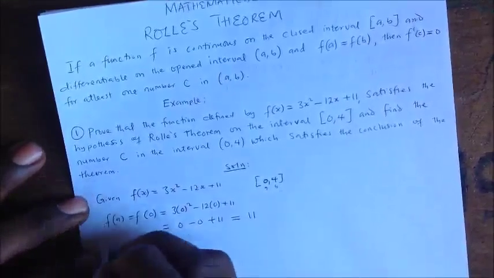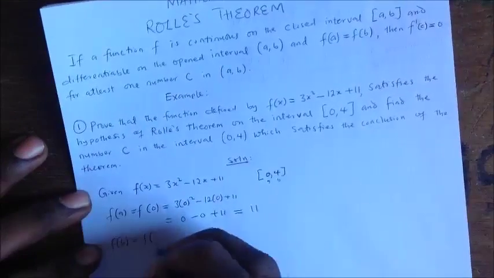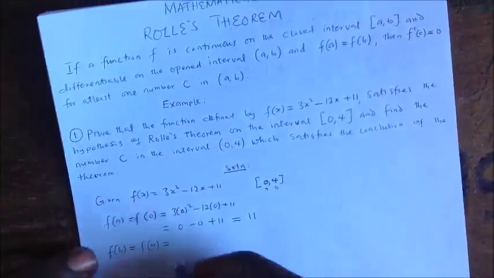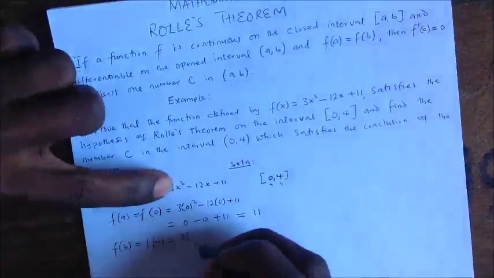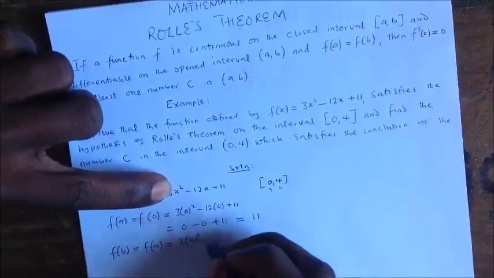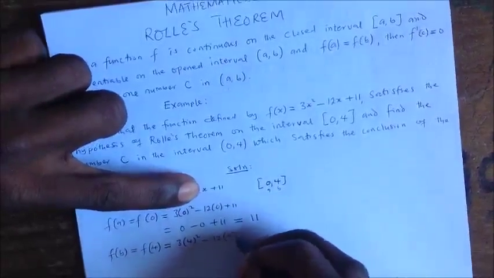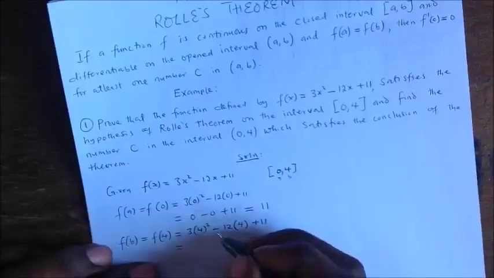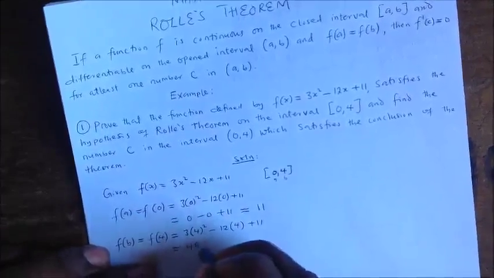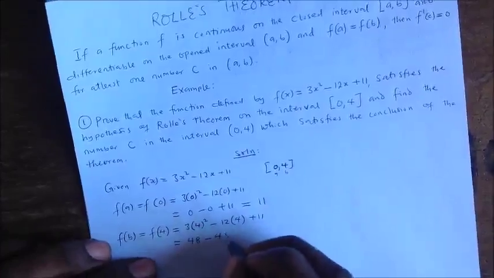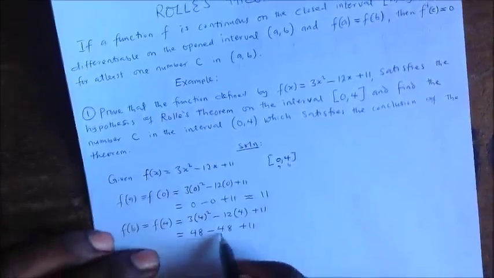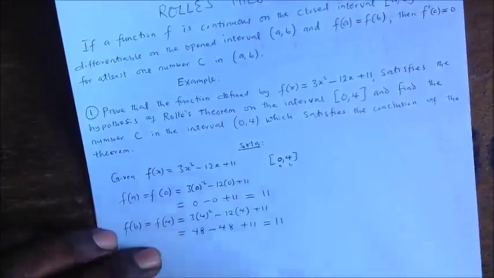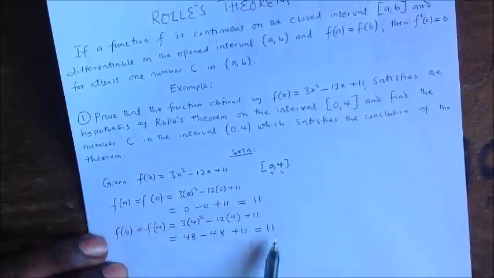Then let's see f of b. f of b is equal to f of 4, our b here is 4. Anywhere we have x, we replace it with 4. So 3 times 4 squared minus 12 times 4 plus 11. So 4 squared is 16, 16 times 3 is 48, minus 12 times 4, minus 48, plus 11. 48 minus 48 is 0, plus 11 is equal to 11. So f of a is 11 and f of b is 11.